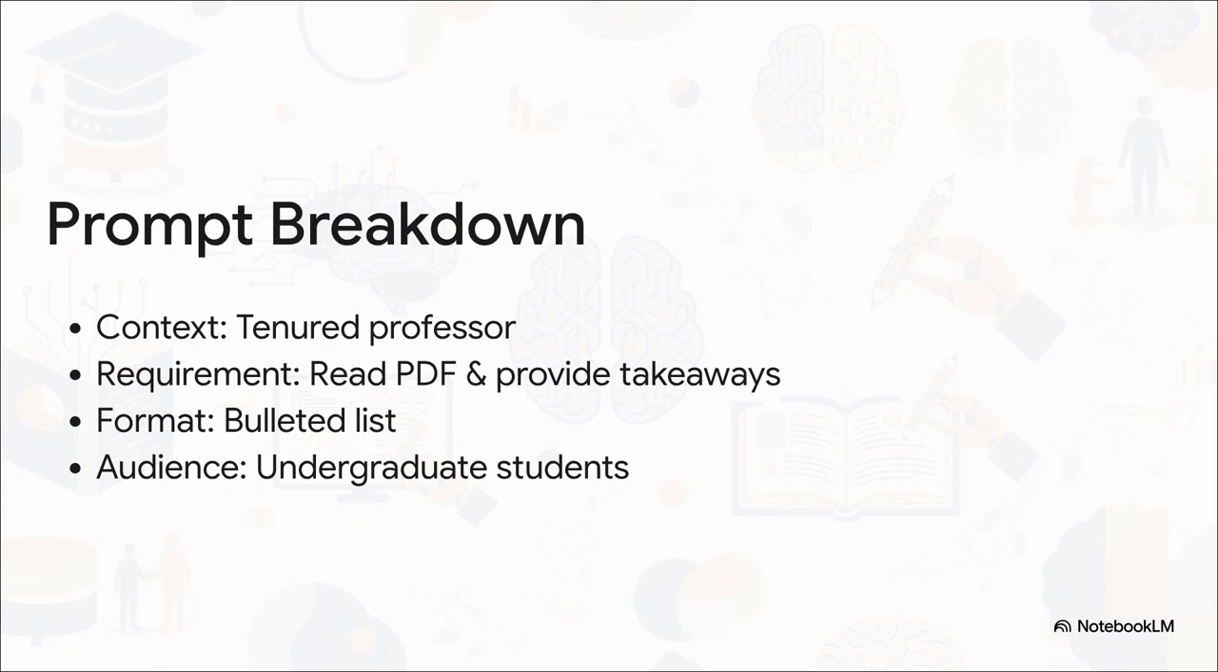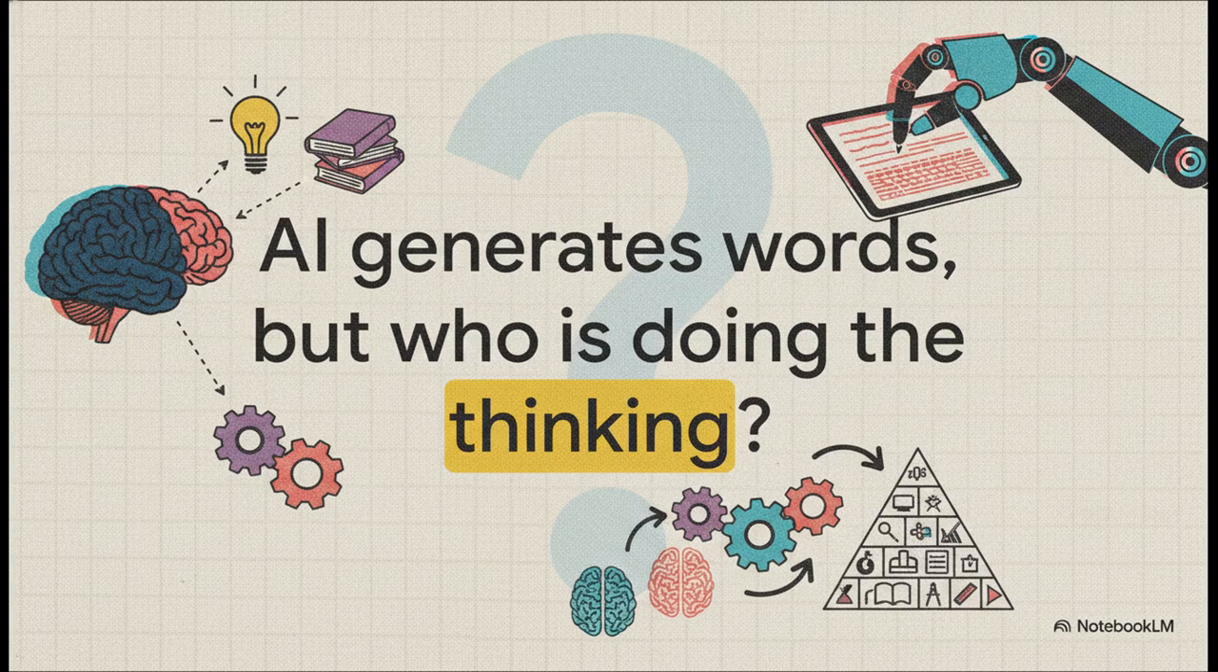Read this PDF document and provide takeaways. The format is specified, a bulleted list. And the audience is defined, undergraduate students. By telling the AI exactly who it's pretending to be and exactly who it is speaking to, it knows the precise language level and tone to use. So the absolutely crucial point is this.